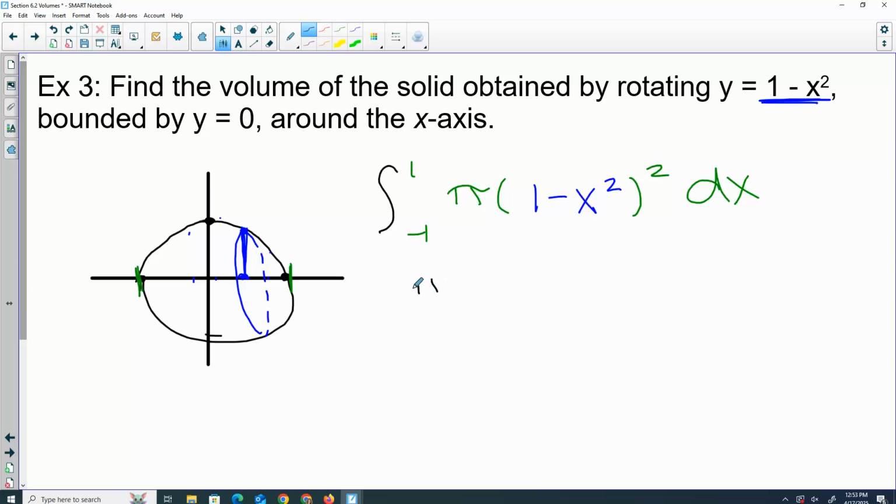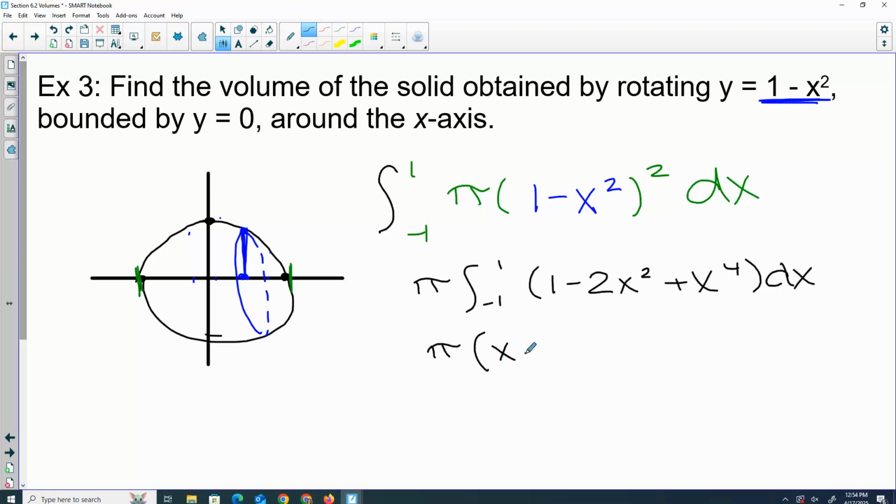So if you want, you could take out your pi. If I FOIL that, I get 1 minus 2x squared plus x to the 4. Alright, antiderivative of 1 is x, minus antiderivative of 2x squared, 2/3 x cubed, plus antiderivative of x to the 4th, 1/5 x to the 5th. And we're going to look at that from negative 1 to 1.